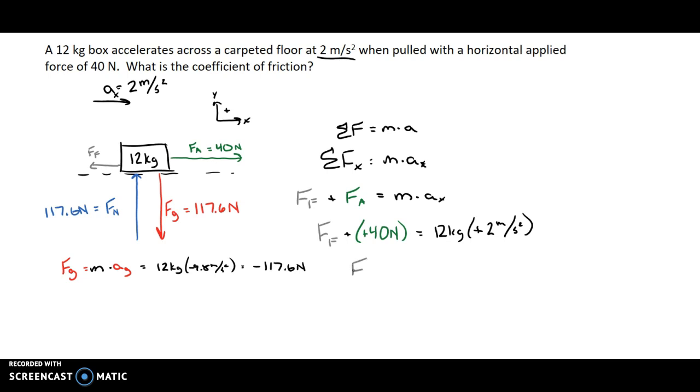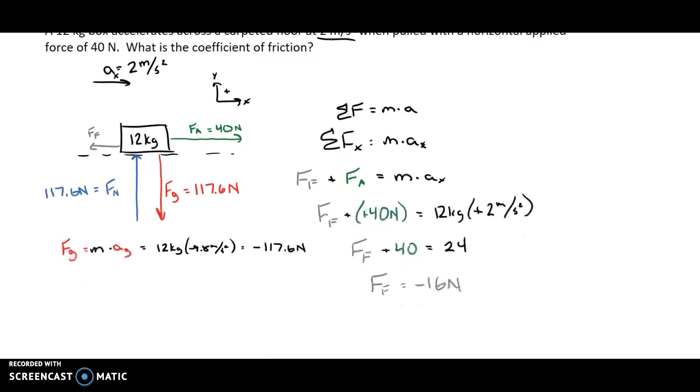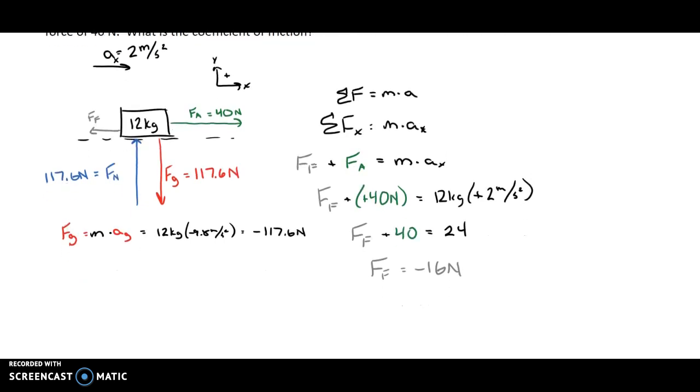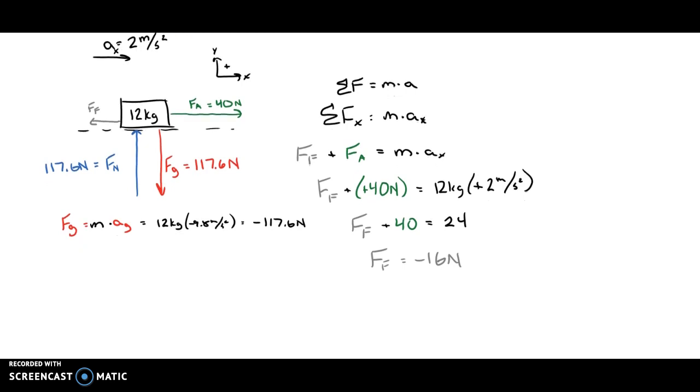And so I have force of friction plus 40 equals 24. And so we get the force of friction to be negative 16 newtons, which makes sense. It's to the left, which is how we draw it on our picture, and it's also less in magnitude. It's a shorter arrow. It's only 16 instead of 40. Now, the last step is to answer the question.